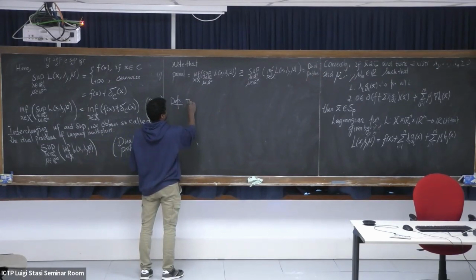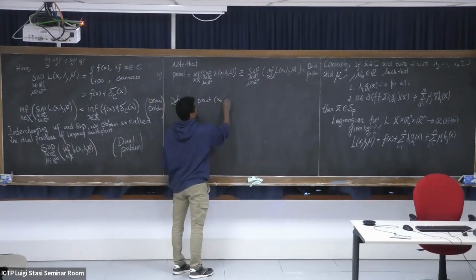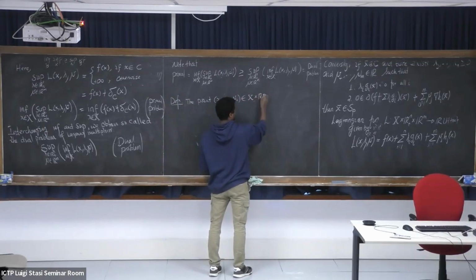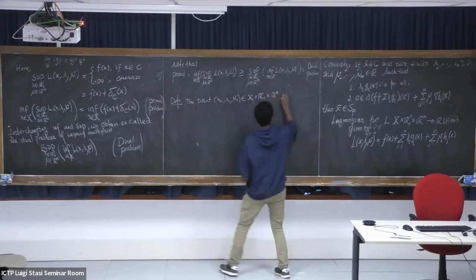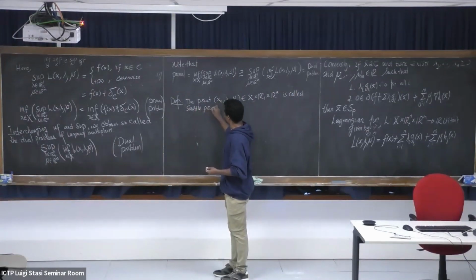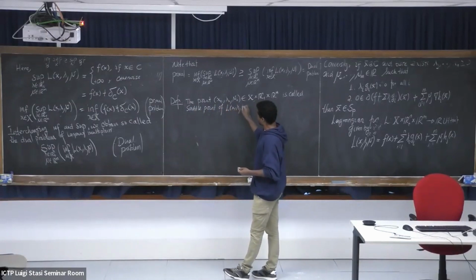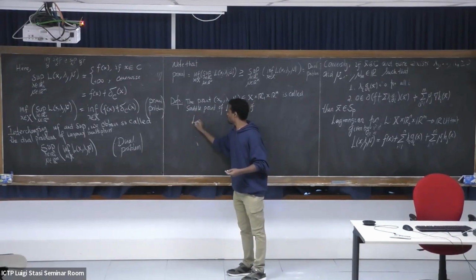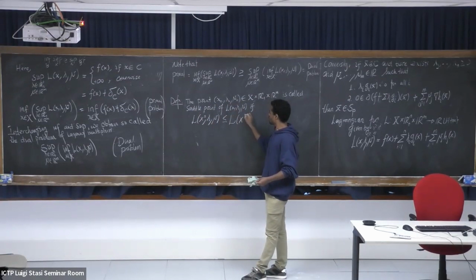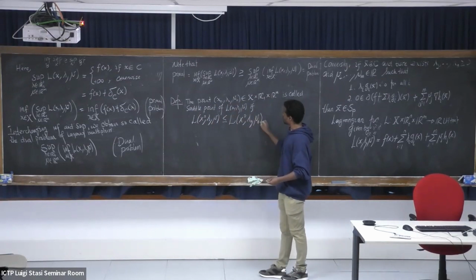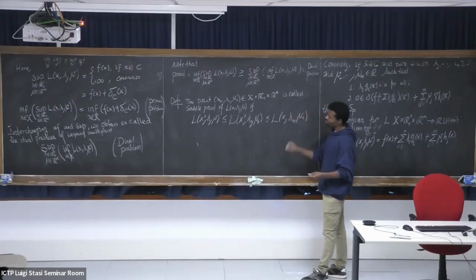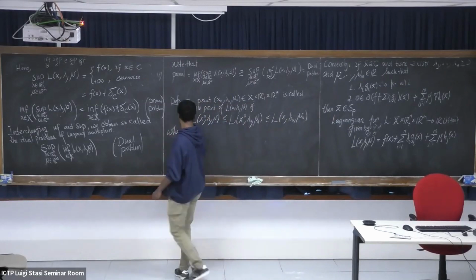The point x naught, lambda naught, mu naught in R^n cross R^m plus is called a saddle point of L of x, lambda, mu if the following holds.